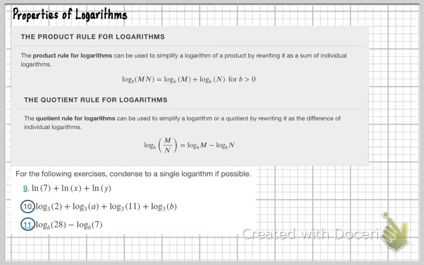Properties for logarithms. The first one we're going to look at is the product rule. The product rule states that the log base b of m times n is equal to the log base b of m plus the log base b of n. You can relate to this: if I had given you b to the third times b to the fourth, you would say b to the 3 plus 4. You would probably just say b to the 7th right away.